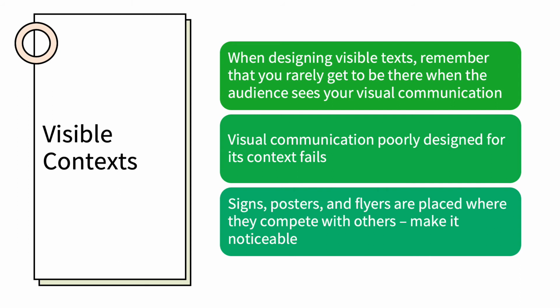You also need to consider the visual context. When designing visual text, remember that you rarely get to be there when the audience sees your visual communication. So you really need to pay attention to the context. Think about what the reader or the audience is going to do when they actually see this. If you're creating a billboard, people are going to see it as they're driving down the highway. They're not going to be in an office setting. So you want to really think about how you're going to design the context so that it's most impactful to your reader.